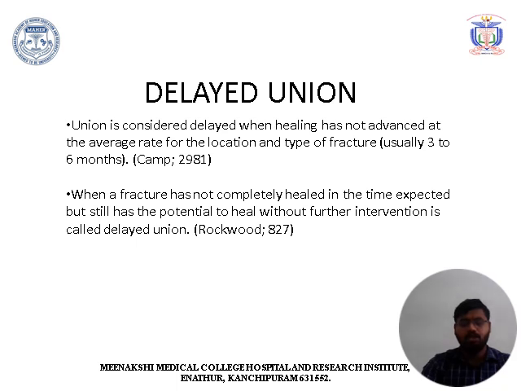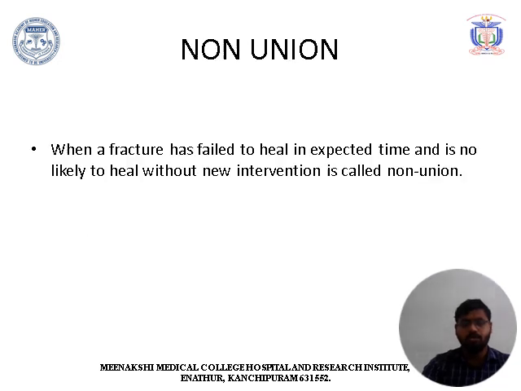Before going into non-union, I wanted you guys to know about what is delayed union. Union is considered delayed when the healing has not advanced at the average rate for the location and type of fracture, usually three to 6 months. This is according to Campbell. According to Crawford's trauma text, when the fracture has not completely healed in the time expected, but still has the potential to heal without any further intervention, it is called delayed union.